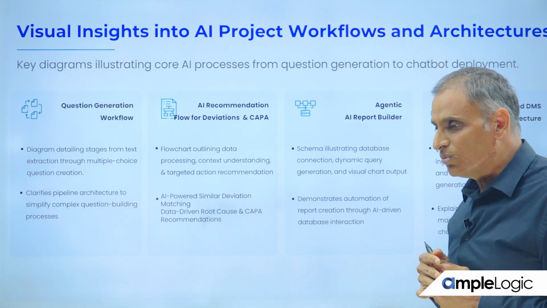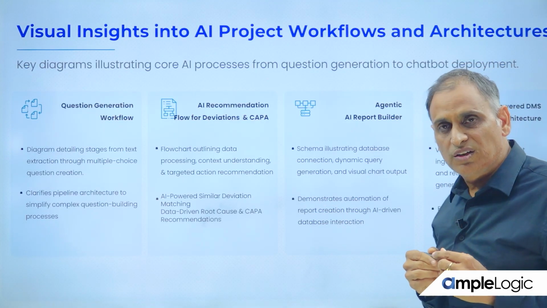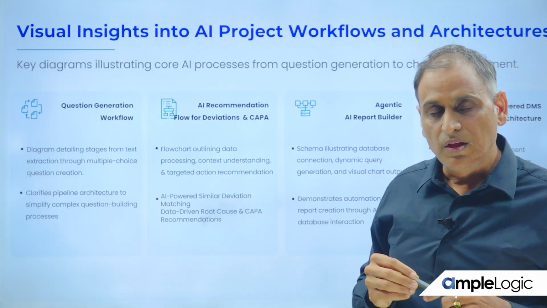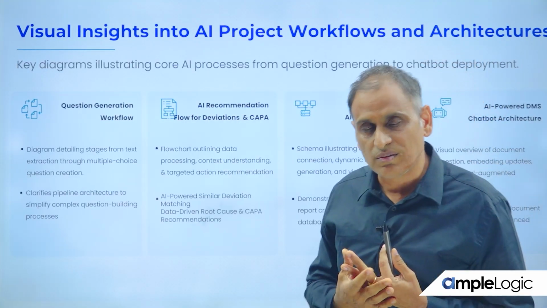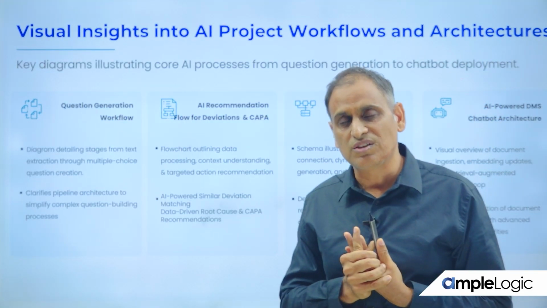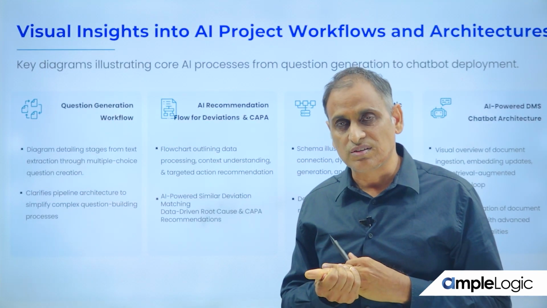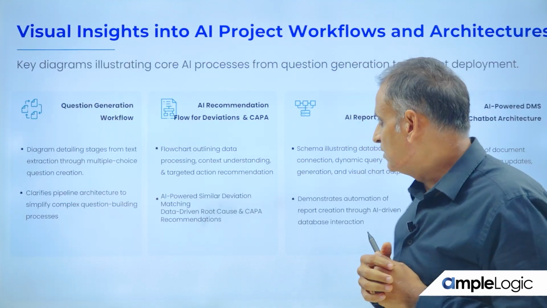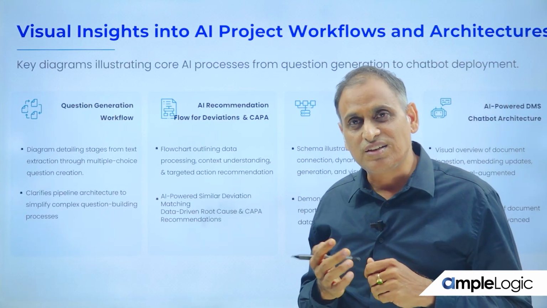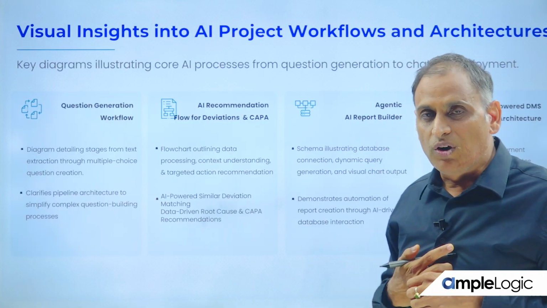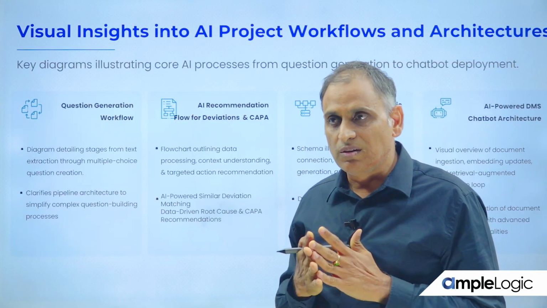Then the second one which we have taken is the AI recommendation flow for deviations and CAPA. How the AI engine can give recommendations for the deviations and the CAPAs, right? And the third one is the agentic AI report builder. What does it mean?